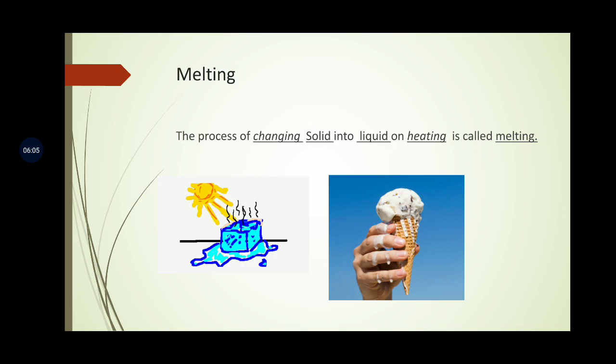As you can see, there are two images. In the first, ice starts melting because of the heat of the sun. And in the second picture, there is a solid ice cream which starts melting because of heat. Because when temperature increases, a solid starts melting and changes into liquid, and this process is called melting.